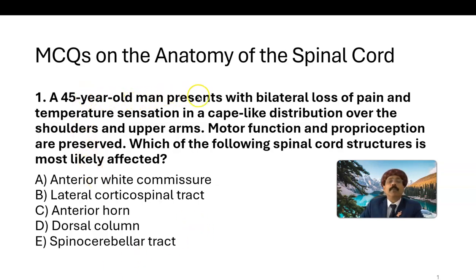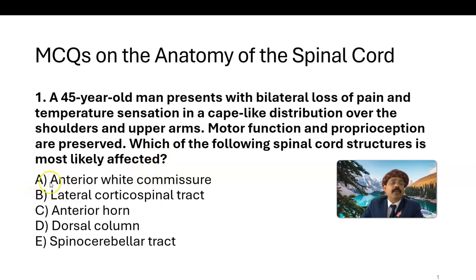A 45-year-old man presents with bilateral loss of pain and temperature sensation in a cape-like distribution over the shoulder and upper arms. Motor function and proprioception are preserved. Which of the following spinal cord structures is most likely affected? So, bilateral loss of pain and temperature sensation in a cape-like distribution over the shoulder and upper arms, motor function and proprioception are preserved. Which of the following spinal cord structures is most likely affected?